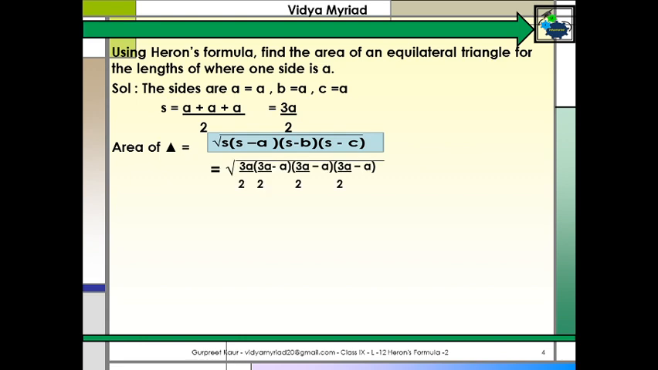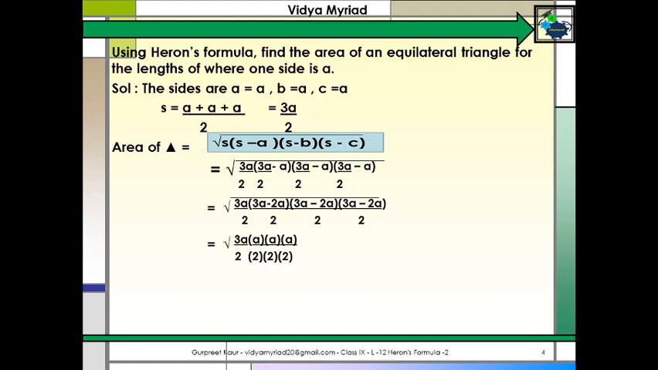You know s is 3a upon 2, and a, b, c are all a. Just write them down in the respective places. Take the LCM and find out. You will get root 3 upon 4 a square. As no units are given in this, I will write square units. So whatever units there are, it will be square in form. If you remember, this is the same formula for the area of an equilateral triangle which I discussed in the previous video. Please go through that and understand.